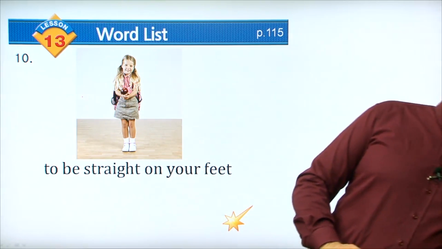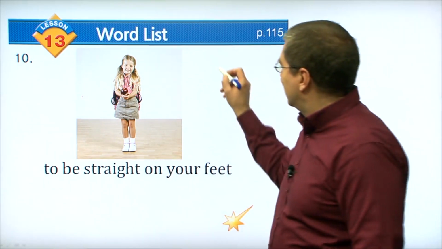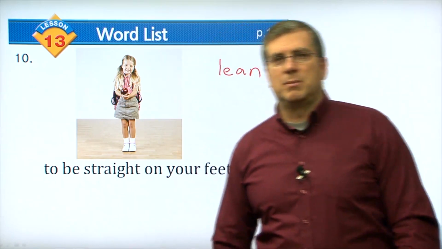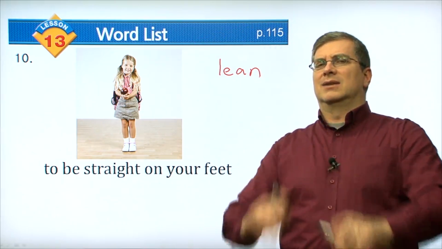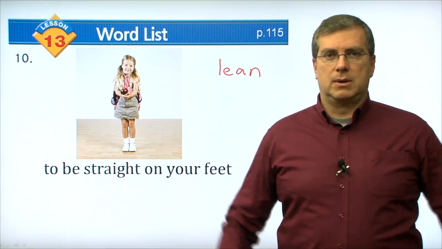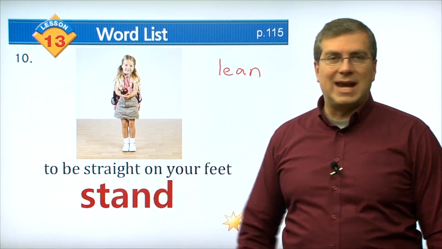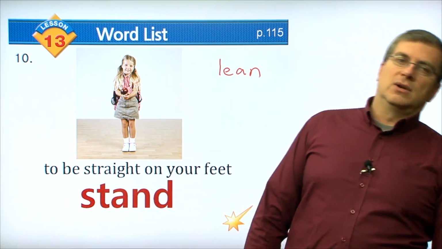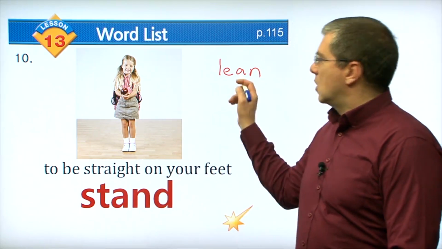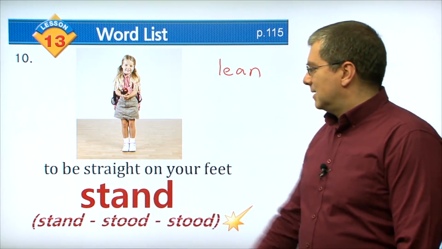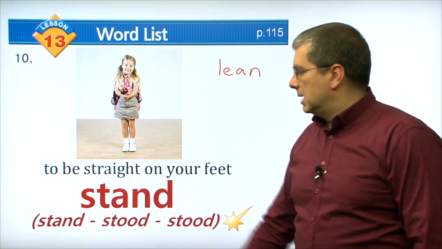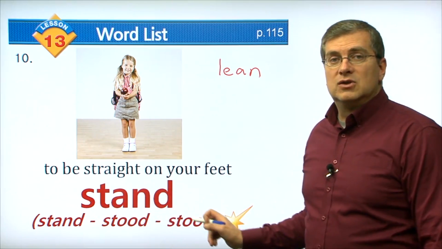Okay, then we have number 10, to be straight on your feet. Not like this, whoa, right? That's lean, right? If I do that, that's called to lean, right? Some people like to lean against the wall. Don't lean against the wall, especially not an elevator wall, right? You should stand up, right? Stand straight on your feet. Sometimes if you're like this, your teacher or your mom might say, stand up, right? Don't lean, okay? Stand, stood. Okay, it's a regular verb. One more time. Stand, stood.